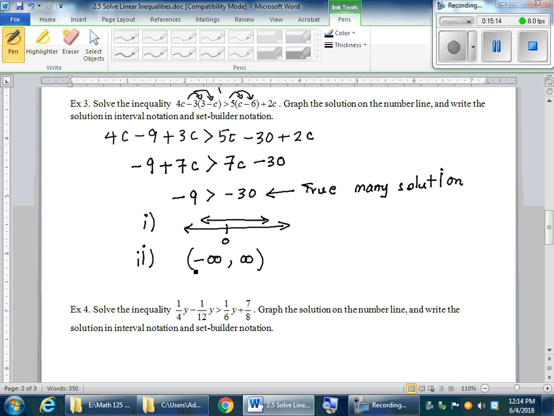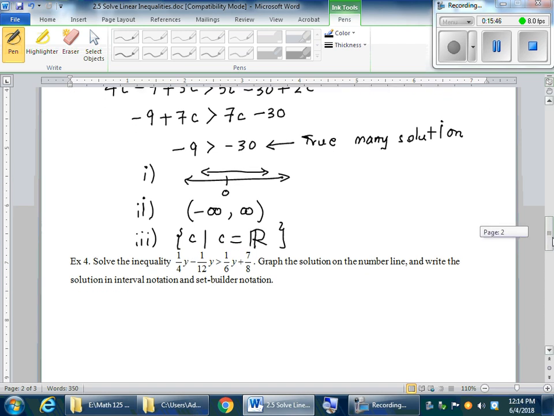And lastly, set builder notation will be an open set. The variable that we are solving for is c, such that c is equal to all real numbers. You can spell it out, all real numbers, or you can write this symbol, R with a double bar. That is the notation for all real numbers.